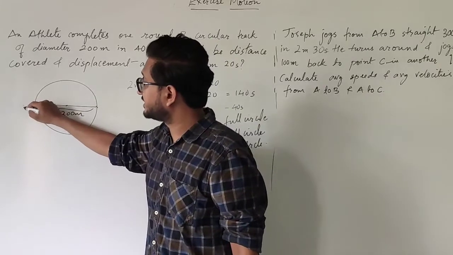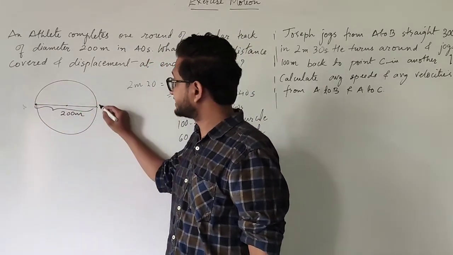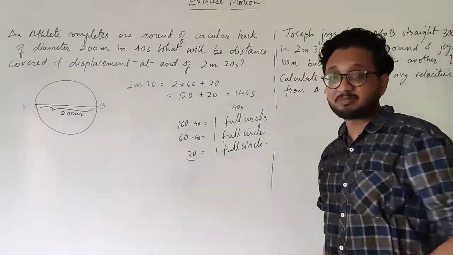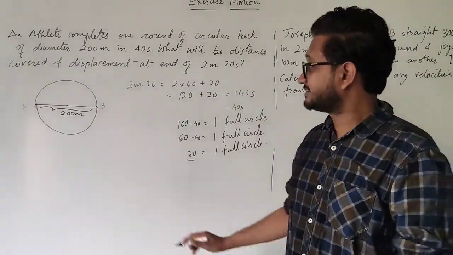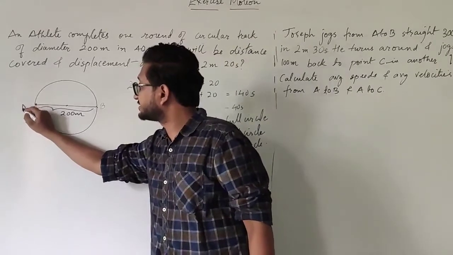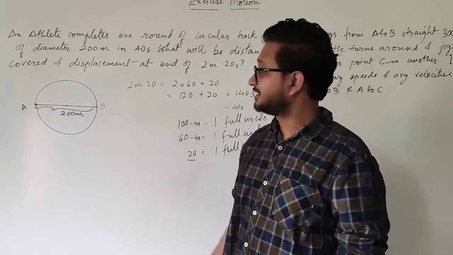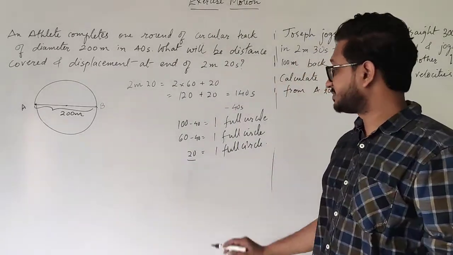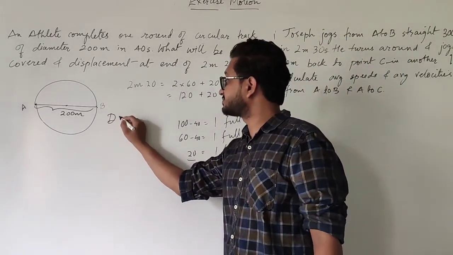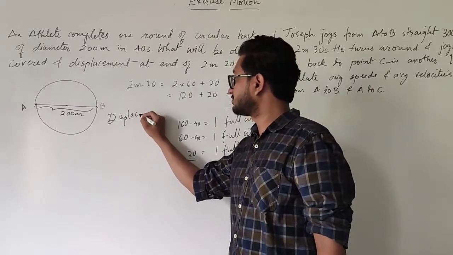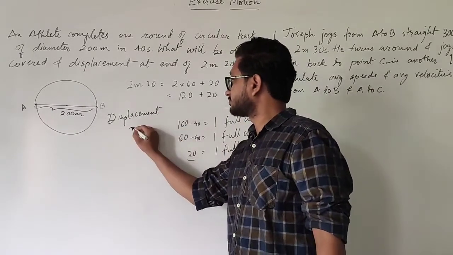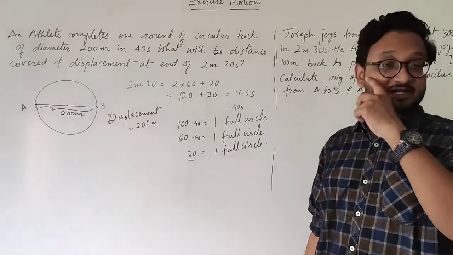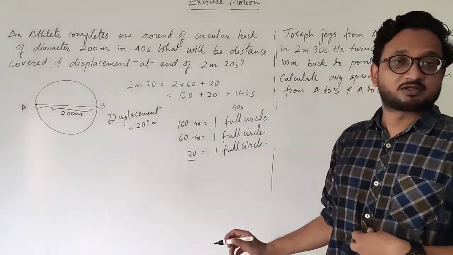So starting from point A, after 20 seconds he is over here at point B, which means he has completed a semicircle, and at this point, what is the displacement? Displacement is 200 meters. So he has a displacement of 200 meters, because he has moved from point A to point B after the full 2 minutes and 20 seconds.